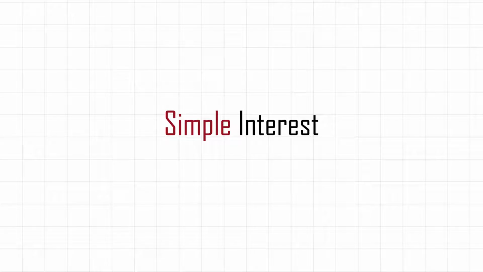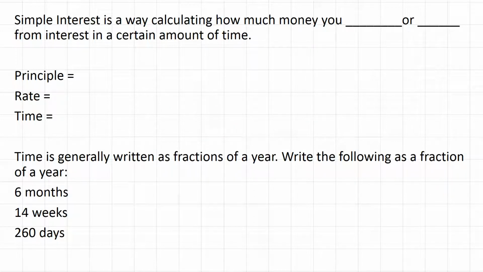So one way of calculating interest is called simple interest, and that's where we're going to start. Simple interest is a way of calculating how much money you will pay or how much you will earn from interest in a certain amount of time. And there's a little bit of vocabulary that goes along with this. You're going to be looking at a formula that looks like this. And let's talk about what each of these letters mean.